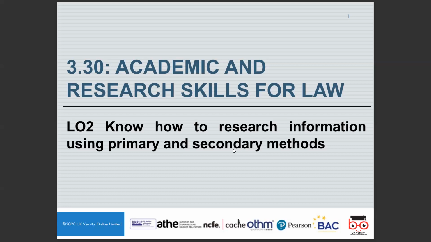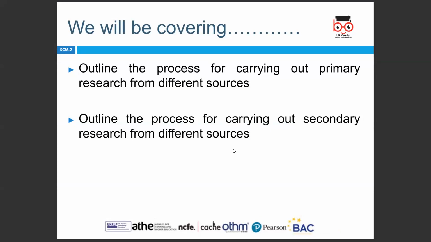Now we're going to look at learning outcome 2, which is to know how to research information using primary and secondary methods in research. And firstly, we're going to look at outlining the process for carrying out primary research from different sources, and also outline the process for carrying out research from both secondary and primary sources. But firstly, I'm going to put on a video that you can watch in regards to primary and secondary sources.